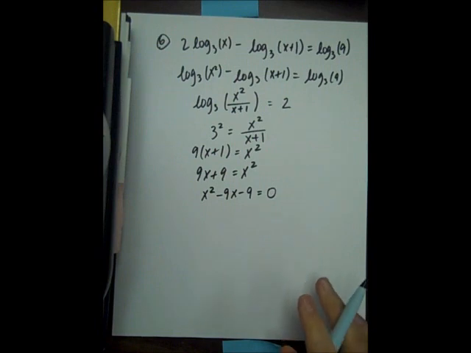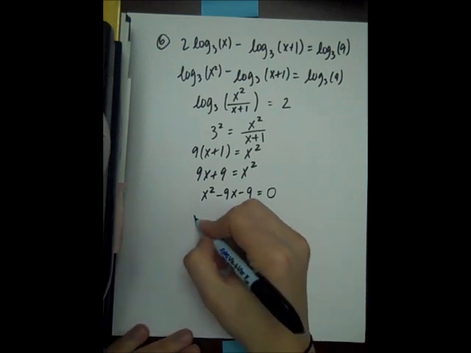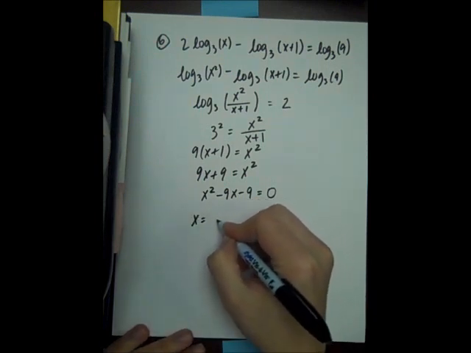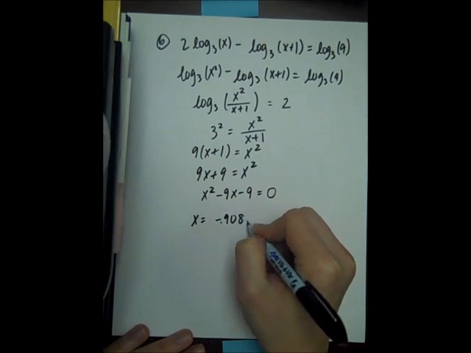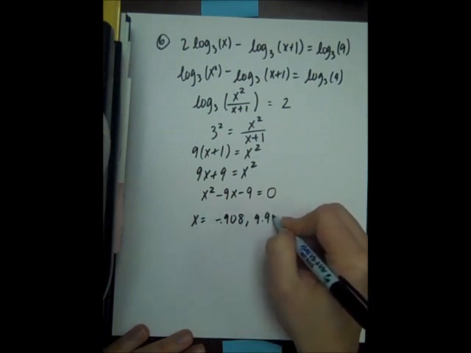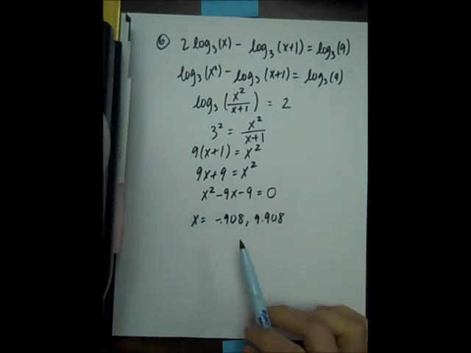Now use your quadratic formula. So negative b plus or minus square root of b squared minus 4ac all over 2a. If you do that, you're going to get two numbers. You're going to get negative 0.908 and 9.908. So I got two answers.